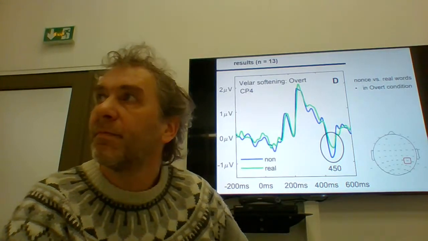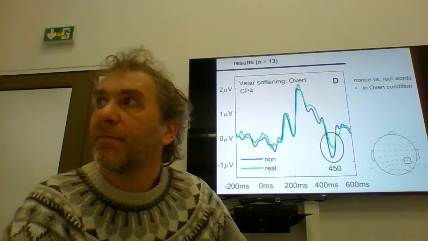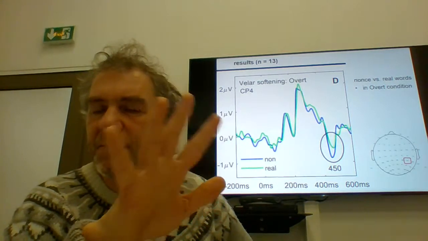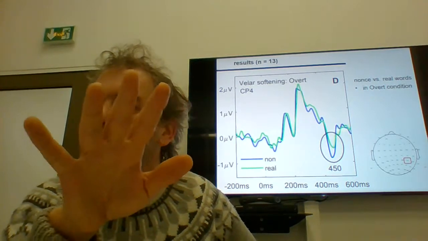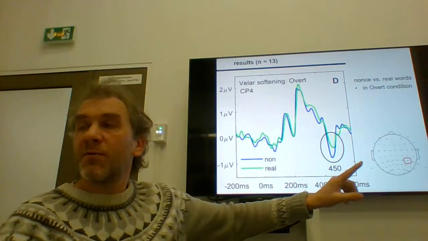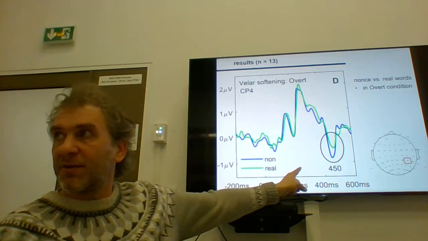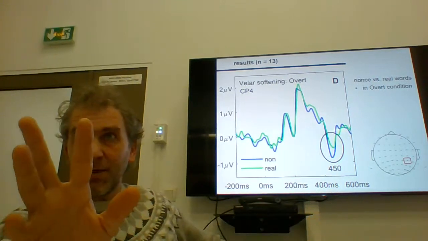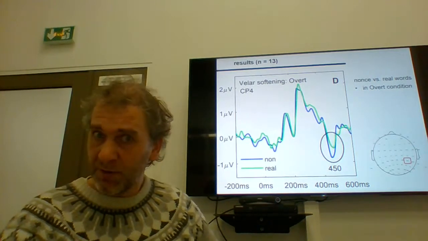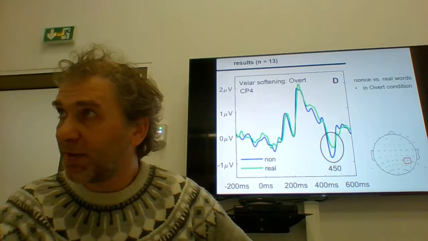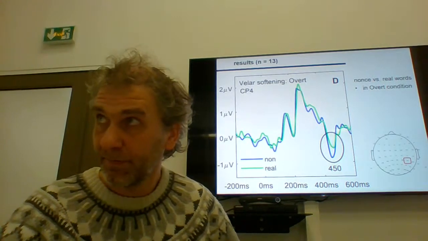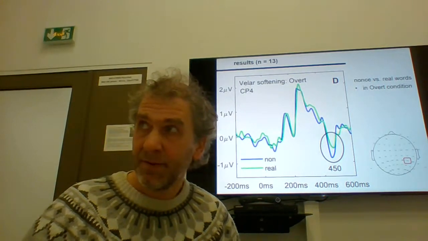Huh? No. You forget about the different conditions. We are only in the overt condition. If I put in the 3 conditions, you would have 6 plots, right? 3 conditions times nonce words, and so you don't want to see that. We are only interested in what happens in the overt condition. Is that clear?